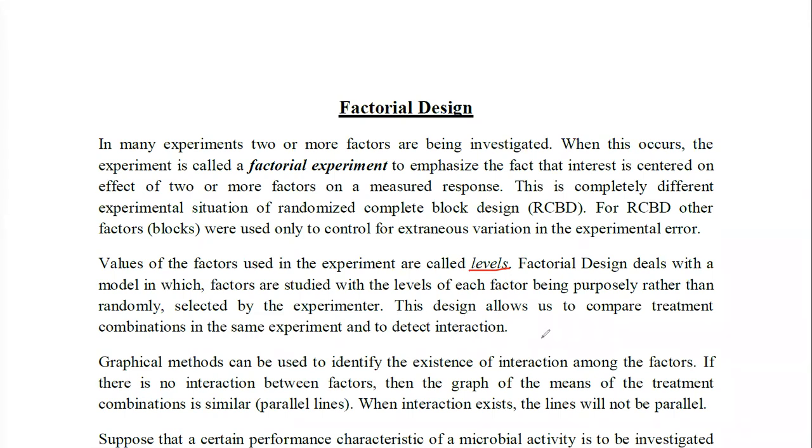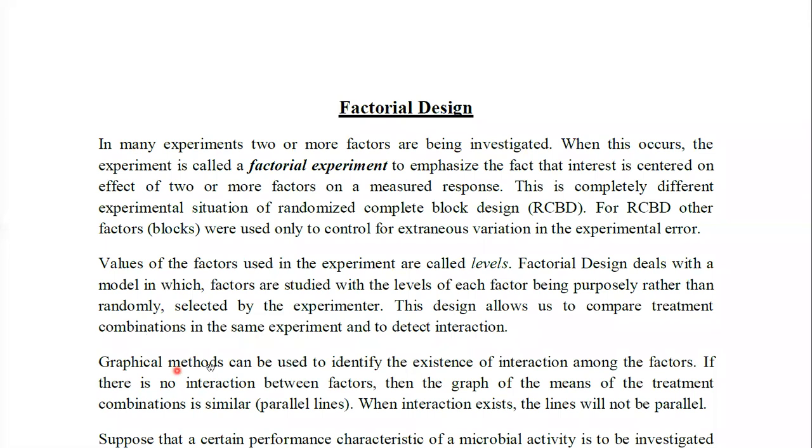This design allows us to compare the treatment combinations in the same experiment. Now think about having three factors. Then we can identify whether there is an effect from the first factor, from the second factor, as well as from the third factor. We call these the main effects. Then, other than the main effects, we can identify the interaction term or interaction effects inside this factorial design.